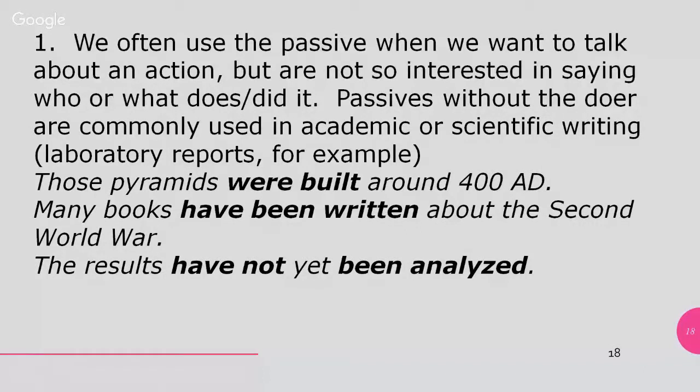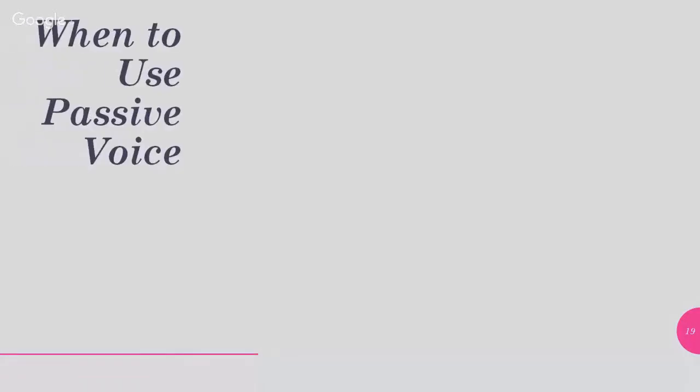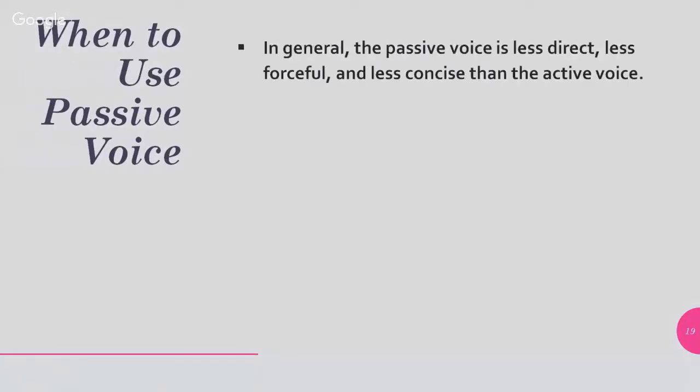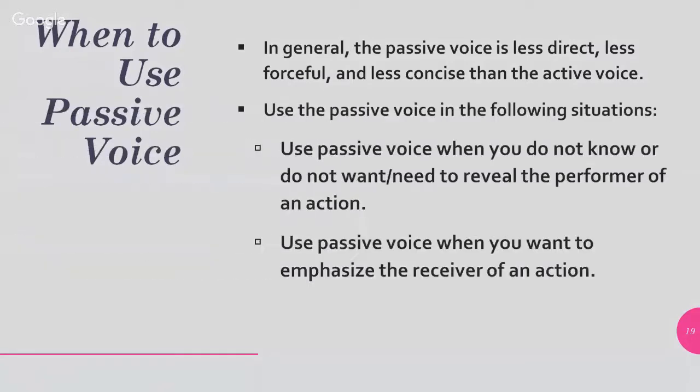These pyramids were built around 400 AD. Many books have been written about the Second World War. The results have not yet been analyzed. Use the passive voice. In general, the passive voice is less direct, less forceful, and less concise than the active voice. Use the passive voice in the following situations. Use passive voice when you do not know or do not want or need to reveal the performer of an action.